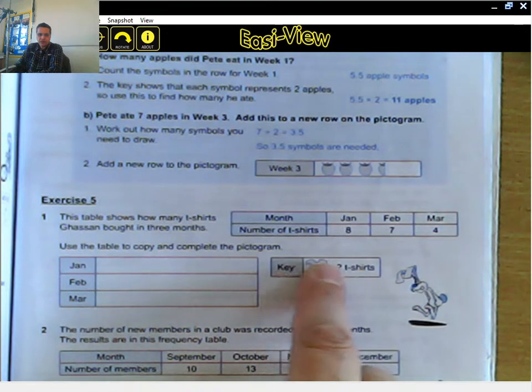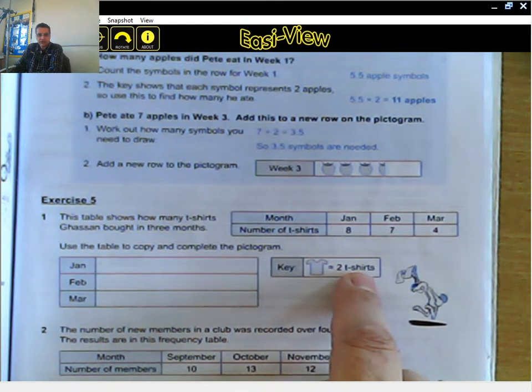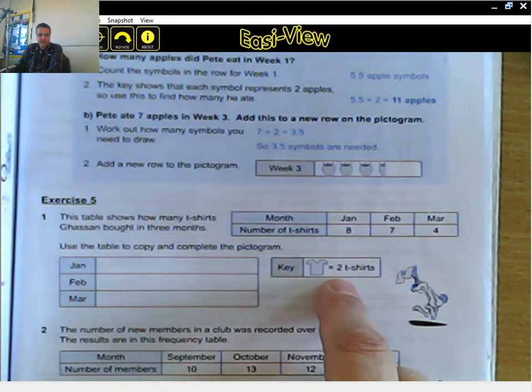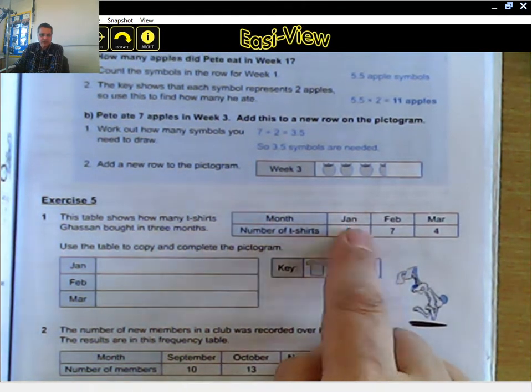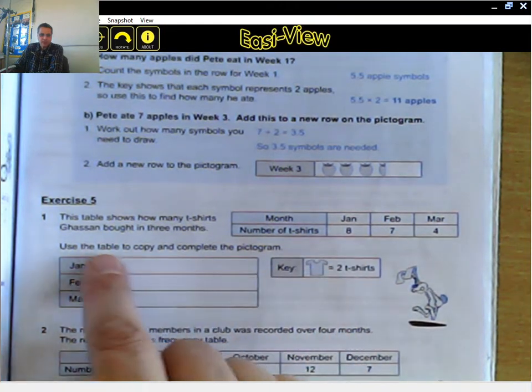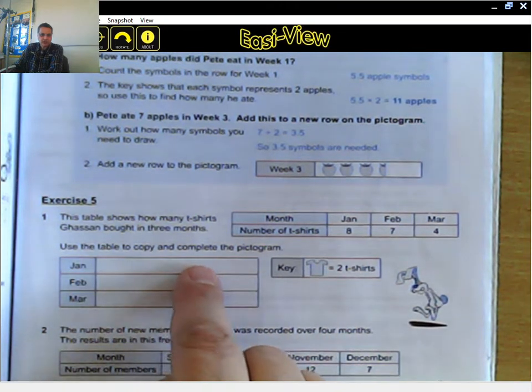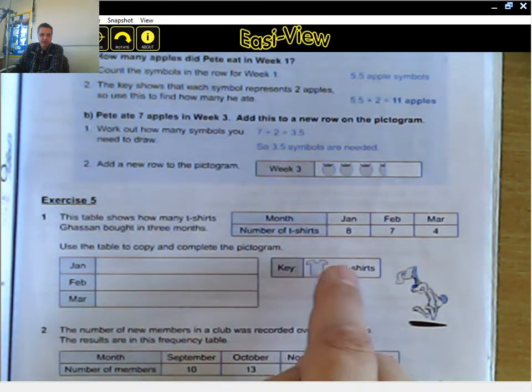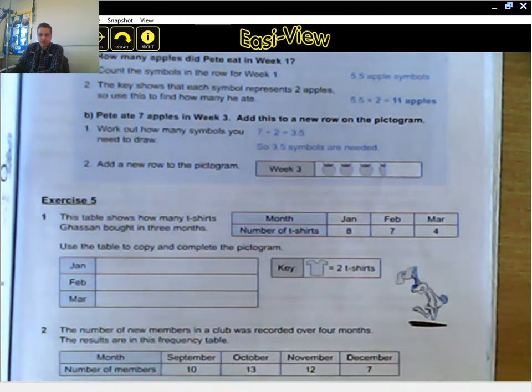Now, when you come to draw a graphic, don't try and make it look like a t-shirt. Do a nice rectangle, and if you say this rectangle equals 2 t-shirts, then that's fine. Remember, this is mathematics, not art. Make sure all the rectangles you use are the same size, since that graphic must be represented relatively accurately. January, 8 t-shirts. We want 4 little rectangles drawn in here, that represents 8. In February we want 3.5 little rectangles, and in March 2 little rectangles.